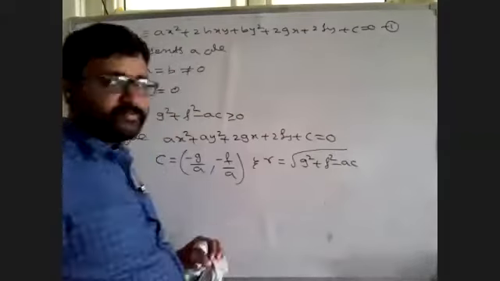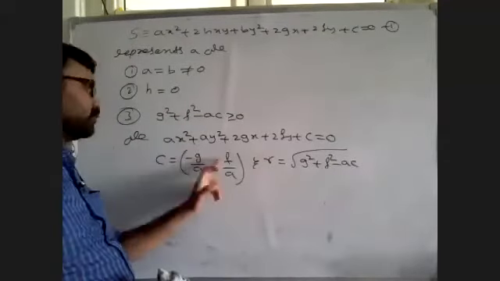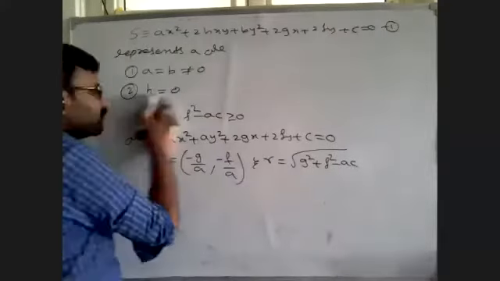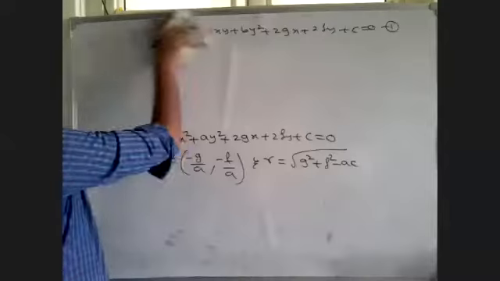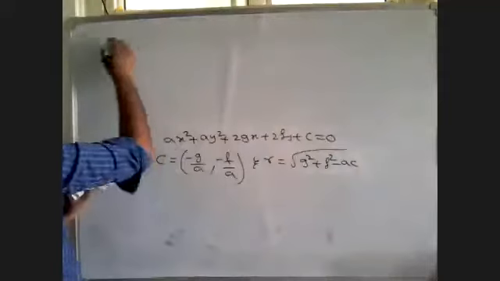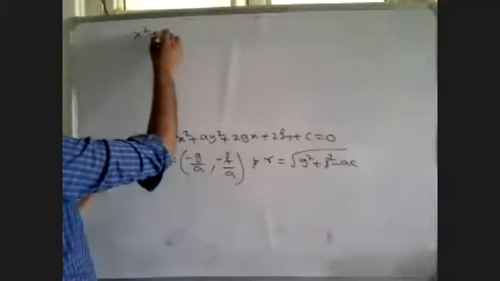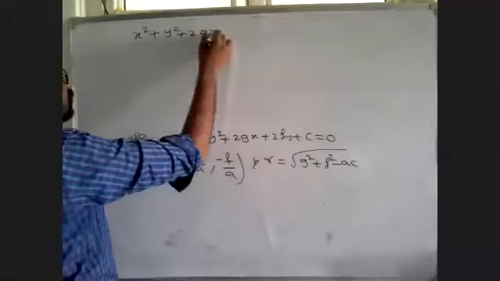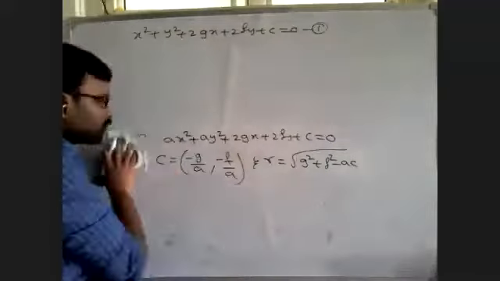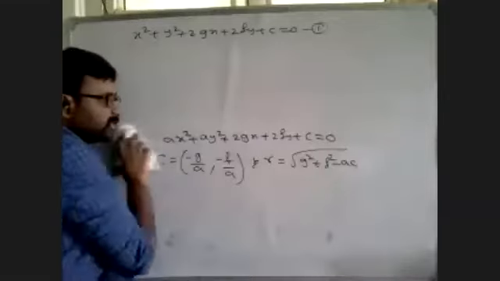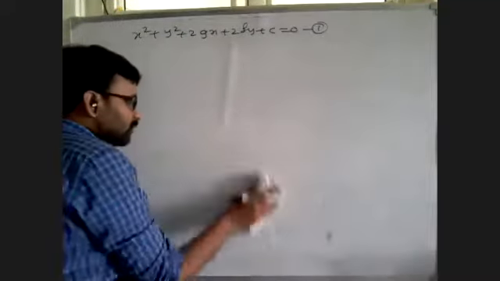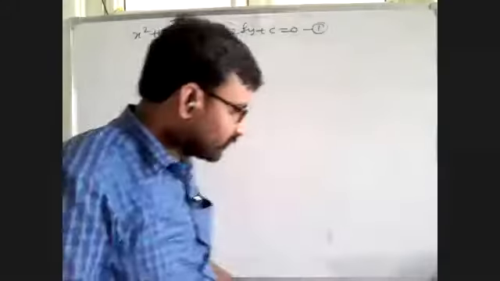Suppose if a equal to 1, then minus g, minus f and g square plus f square minus c, not ac. So if a equal to 1, that means b also equal to 1, then the equation of the circle in general form is x square plus y square plus 2gx plus 2fy plus c is equal to 0. This is the circle equation. Now what is the center? Minus g comma minus f, not a. And what is the radius? Root of g square plus f square minus c, not ac. Okay, so this is the general equation of the circle.